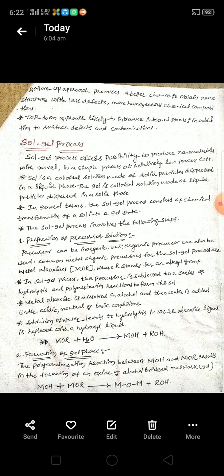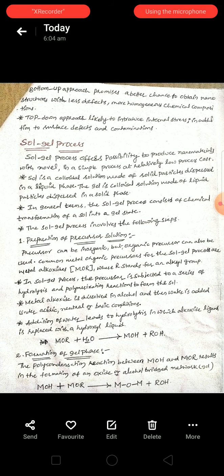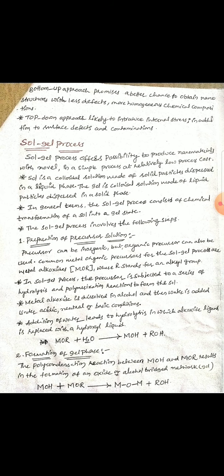This is the preparation of the precursor. Precursor means it is the raw material used to synthesize the sol. Usually inorganic or organic precursor we are using. In this sol gel process we are using the organic precursor. The name of the precursor is MOR, metal alkoxide, where R stands for alkyl groups.